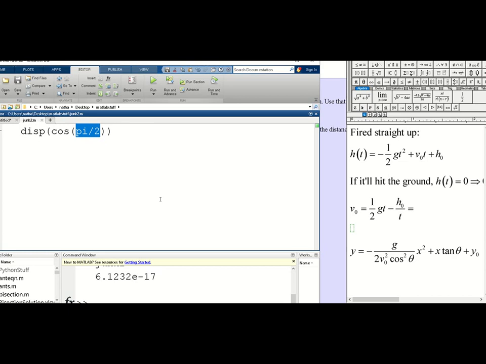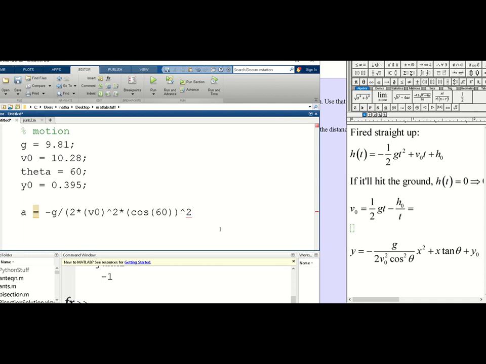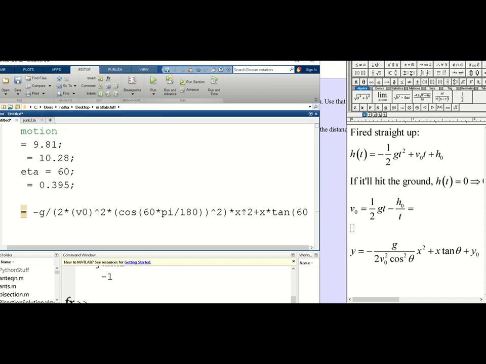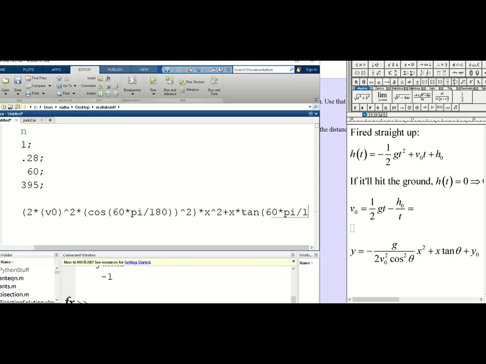So this should work, right? Cosine of pi is what? Negative 1, yeah, it's in radians. Okay. So we got this. There's my converter. Okay, and that's all in the denominator, right? So I close that, times x squared. What is x? We don't know yet. Plus x times tangent of theta, which is going to be 60 times pi over 180.